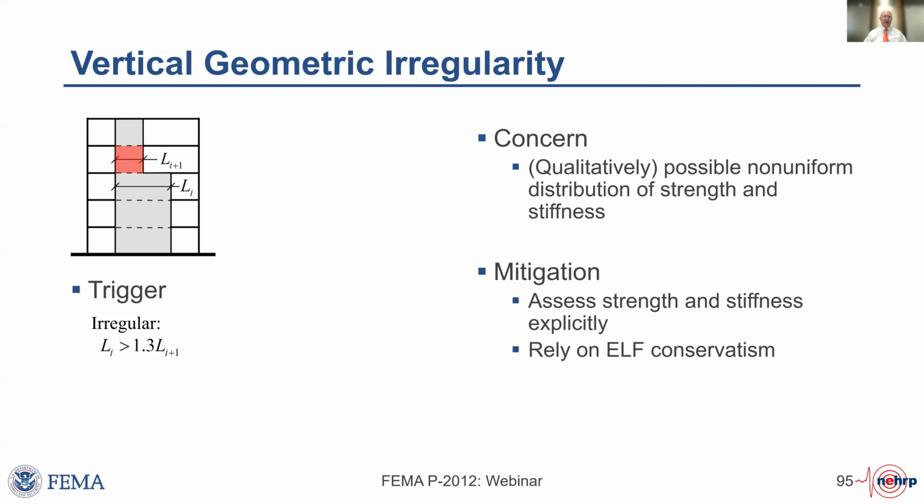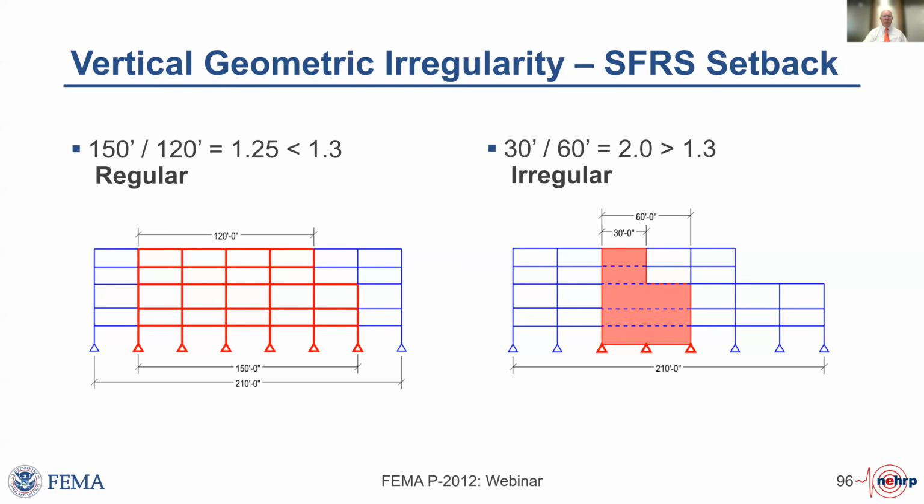The vertical geometric irregularity that we spoke of earlier, you see it is quantified in that you're measuring the lateral force resisting system elements, but the concern is qualitative, that if there's too big a change, it might cause poor performance at the irregularity. What's worth noting here is that the concern is the size of the seismic force resisting elements, not the size of the building. So on the left-hand side, the step back is small enough that it's not irregular. On the right, it is irregular because the system above is only half the dimension of the system below.